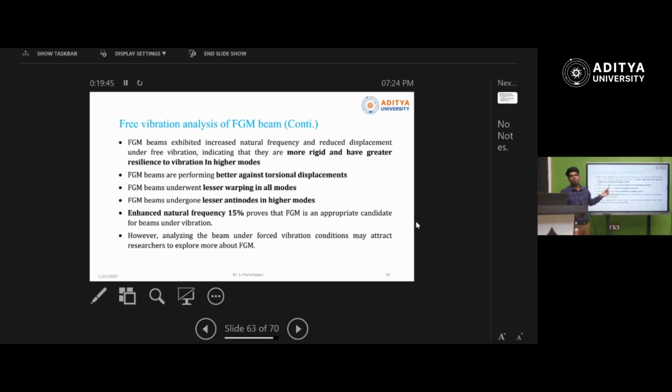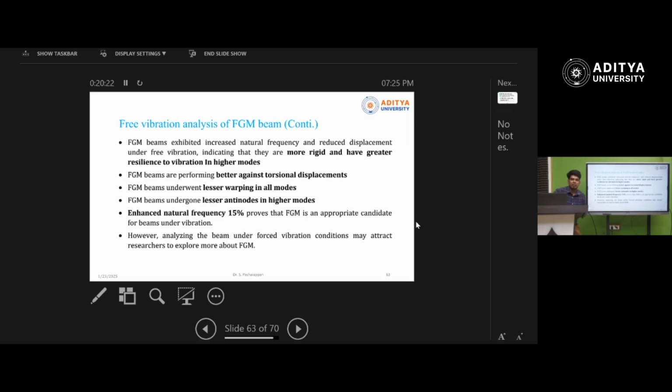And these are the findings from that free vibration analysis. It offers a more rigid response and greater resilience to vibration in higher modes, and is also better against torsional modes, with lesser warping in all modes and fewer antinodes in higher modes. The enhanced natural frequency of 15% indicates enhanced stiffness. However, analyzing the beam under forced vibration conditions may attract researchers to explore more about the FGM. So this is one of the research scopes.